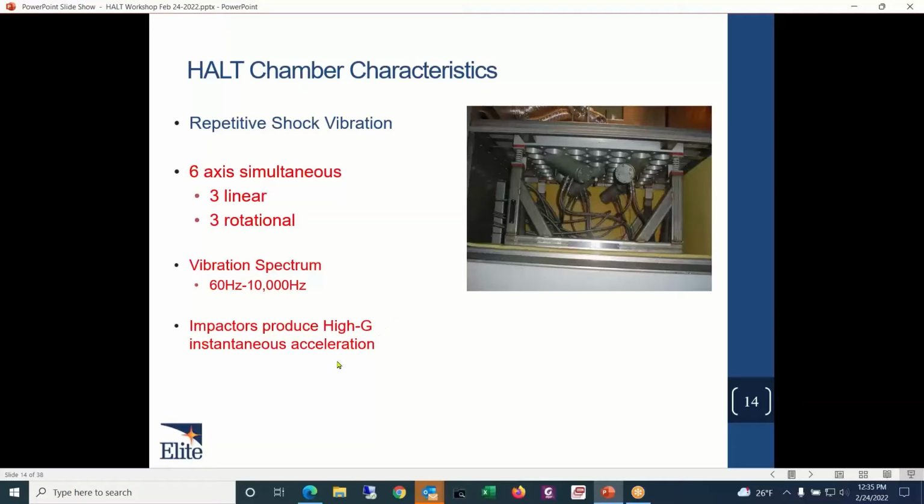The other thing that HALT does that makes it a little bit of a unique vibration is that it produces these very high G instantaneous accelerations. In this photo here, there are 6 different hammers that are providing these impacts on a very repetitive cycling. So you get some very high induced peak accelerations, and a lot of manufacturers find that those high accelerations do produce some effective failures on their products. Generally, a lot of those high G accelerations are a little bit more typical of what you'd find in the field. So there is some definite benefit for that too.